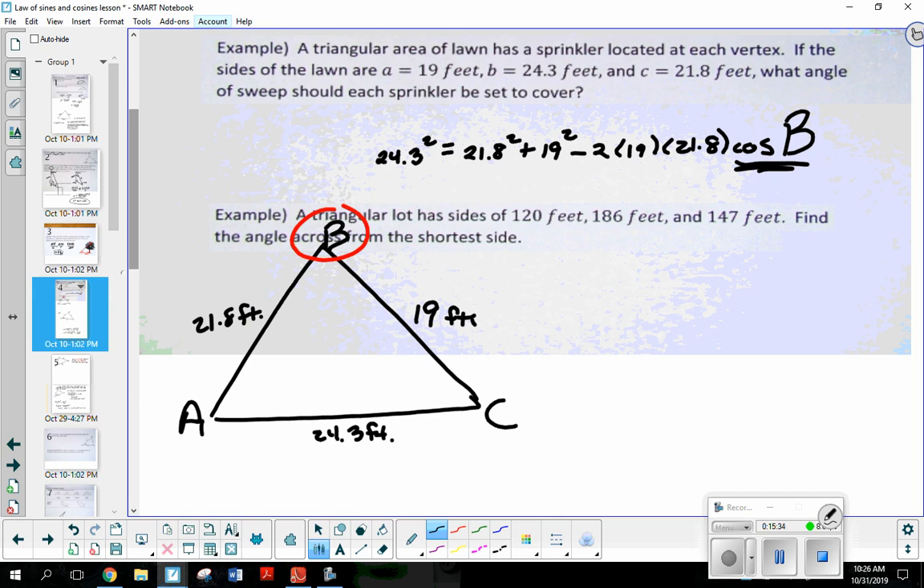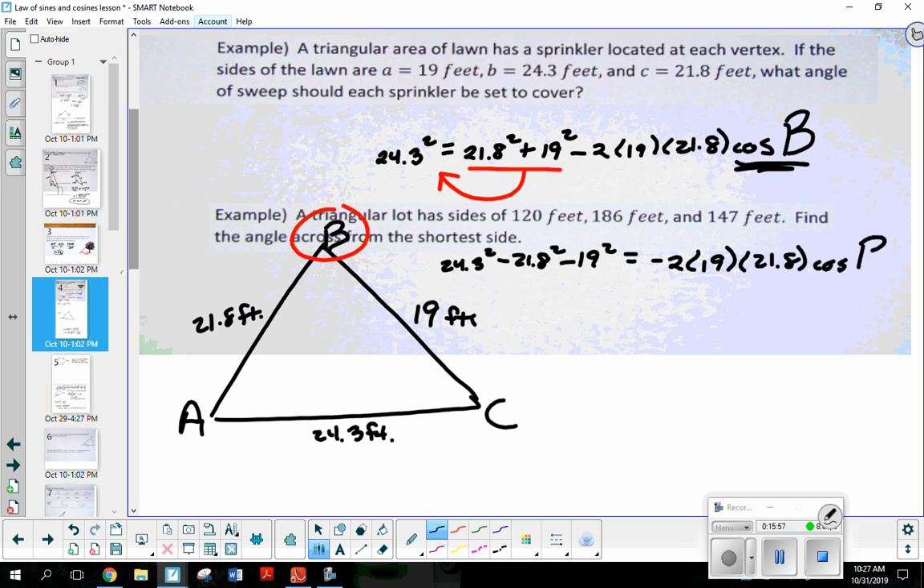Now, the first thing you're going to want to do, the individual terms, you're going to want to subtract those over. Okay, so I'm going to have 24.3 squared minus the 21.8 squared minus the 19 squared, because if you want to get something to the opposite side, you have to perform the opposite operation, equals negative 2 times 19 times 21.8 times the cosine of angle B, right?